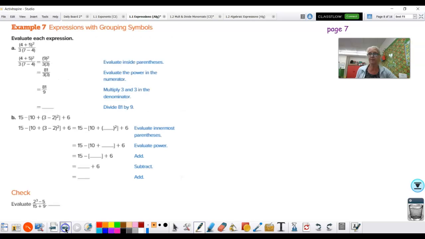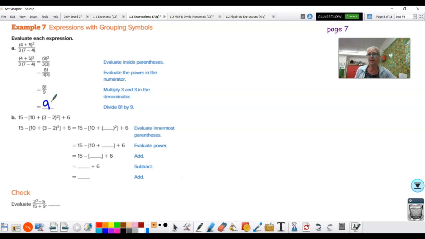All right. Moving on. This is example 7. Expressions with grouping symbols. Now, they're going to involve parentheses. They're going to force you to do what's in the parentheses first. Here they're showing you have to do what's in the parentheses, then you raise that to the power. You do what's in these parentheses, then you multiply it by 3, and you get your solution. 81 divided by 9 is 9.